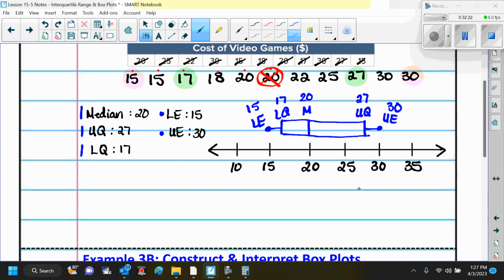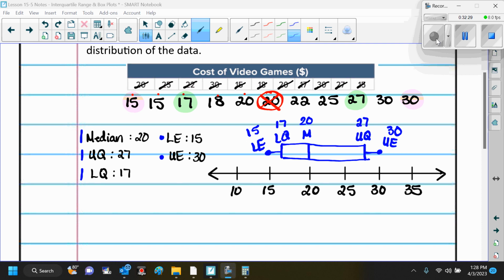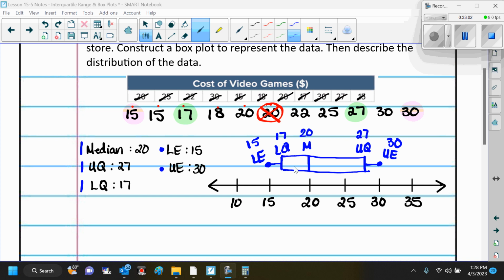Okay? Now we want to describe the distribution of the data. So here you can see that the data varies from 15 to 30. The range is 15, so there's 15 values in between there. You can say that the median is 20. So half of the data is less than 20. So half of the data, or half of the video games, cost less than $20, and half of those video games cost more than $20. Okay. You could also say that.